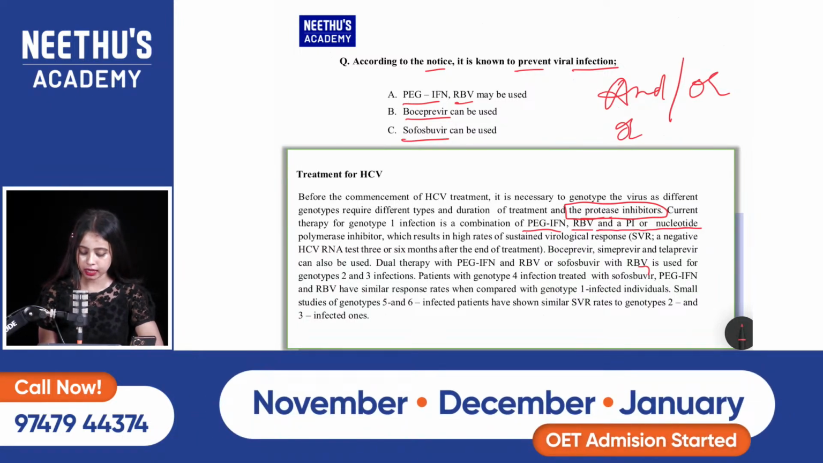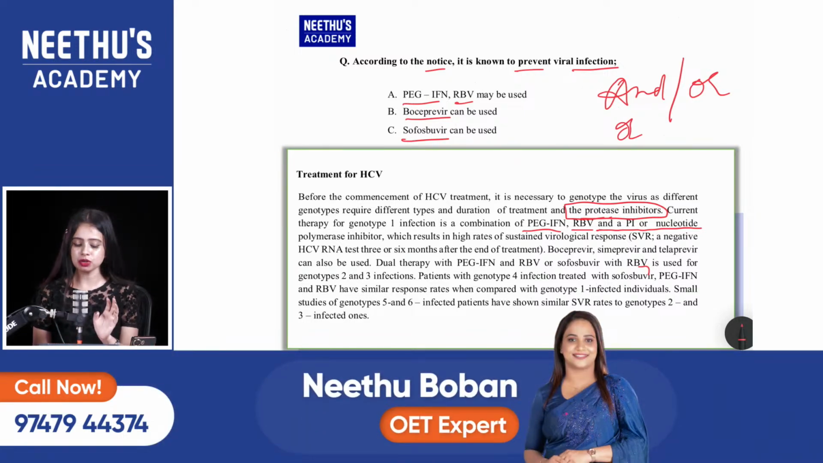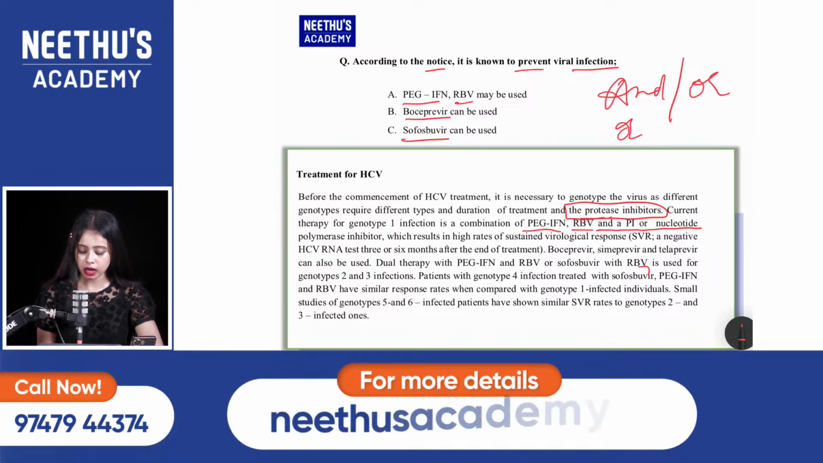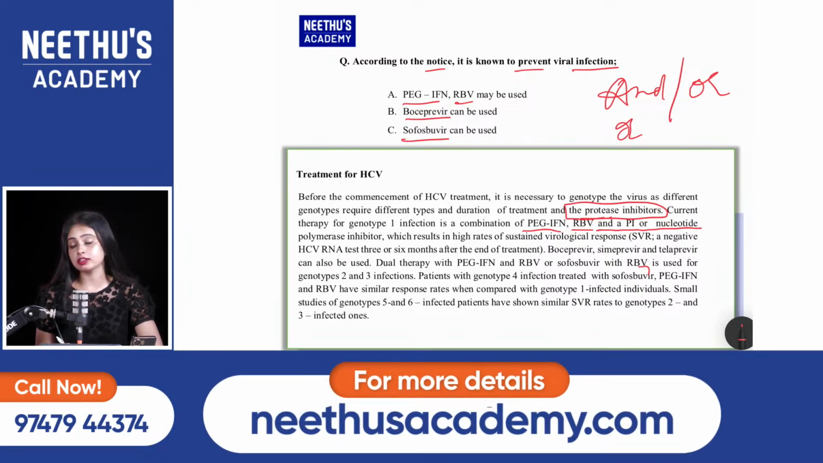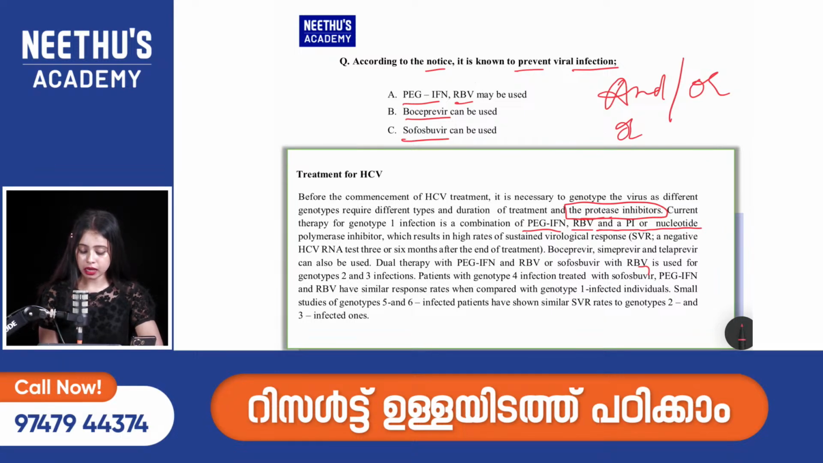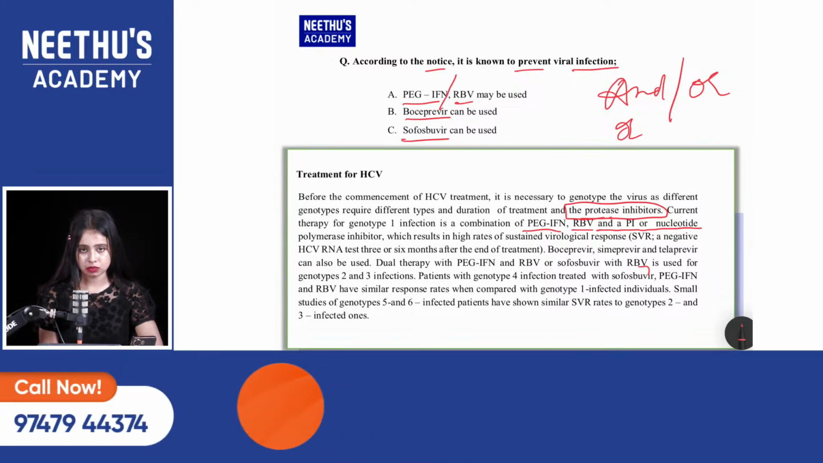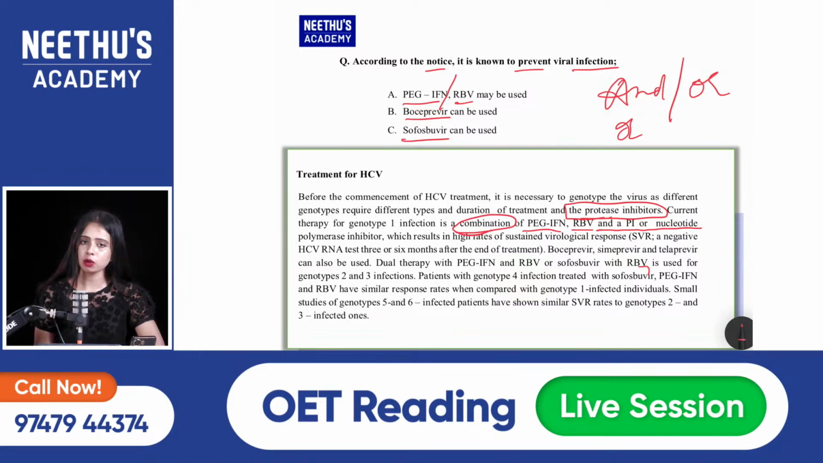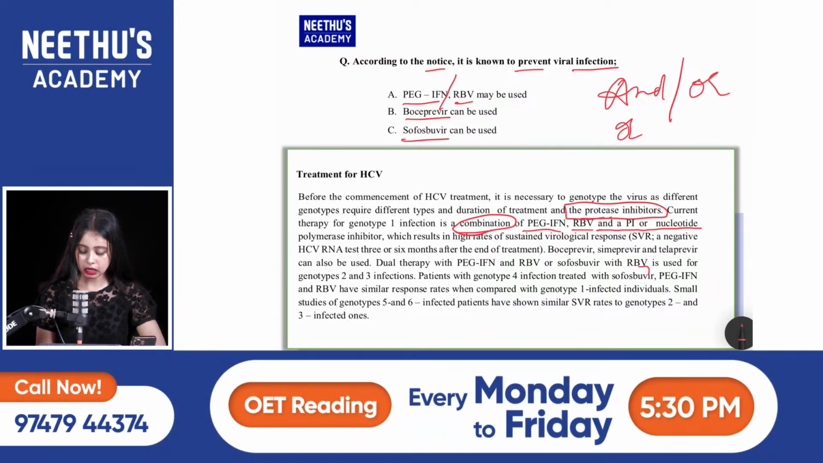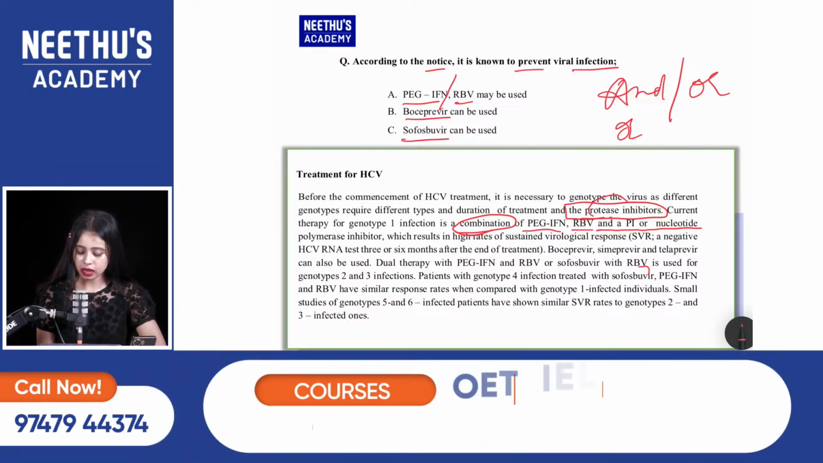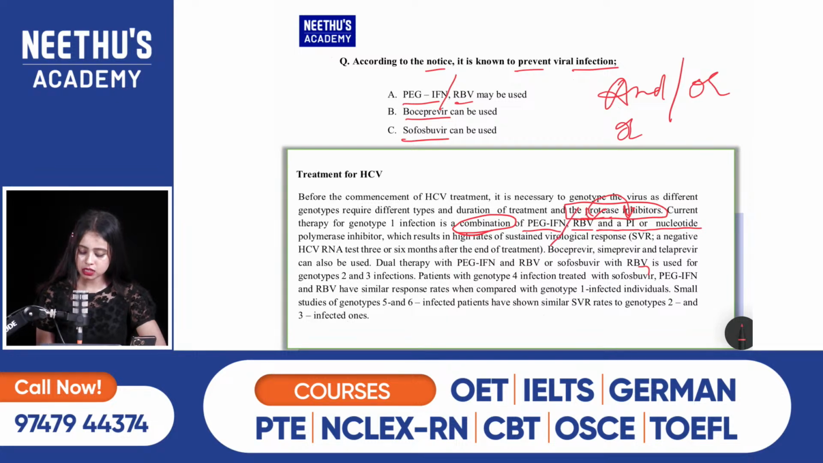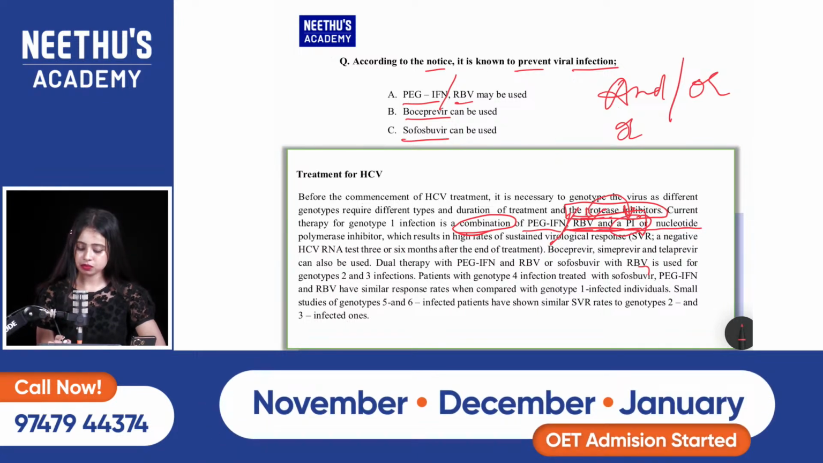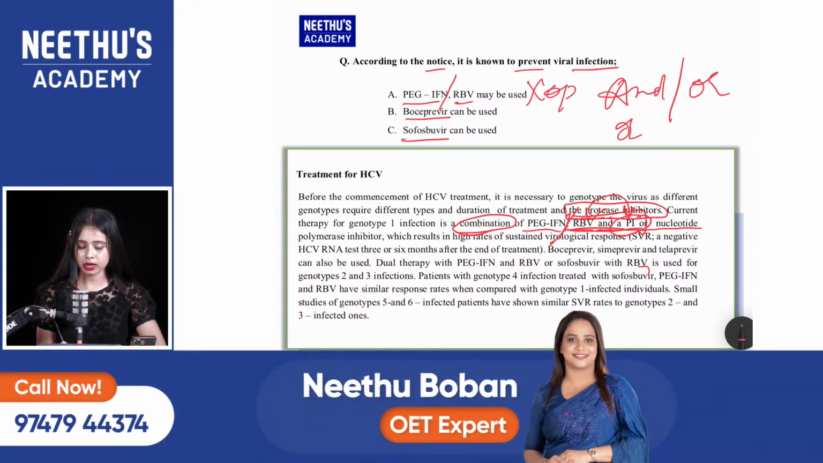From this particular line, you can eliminate which option? I know the majority of you got option A, right? Because it very directly mentions PG-IFN, RBV, that is why you selected option A. But it's not the answer. Why? Here PG-IFN, RBV is separated. It's not a combination. But the paragraph very clearly mentions this is a combination therapy: PG-IFN, RBV and a PI. Here RBV and a PI is a combination, and this one is separated from it. PI is missing here, so you can eliminate option A, as it is contradictory.